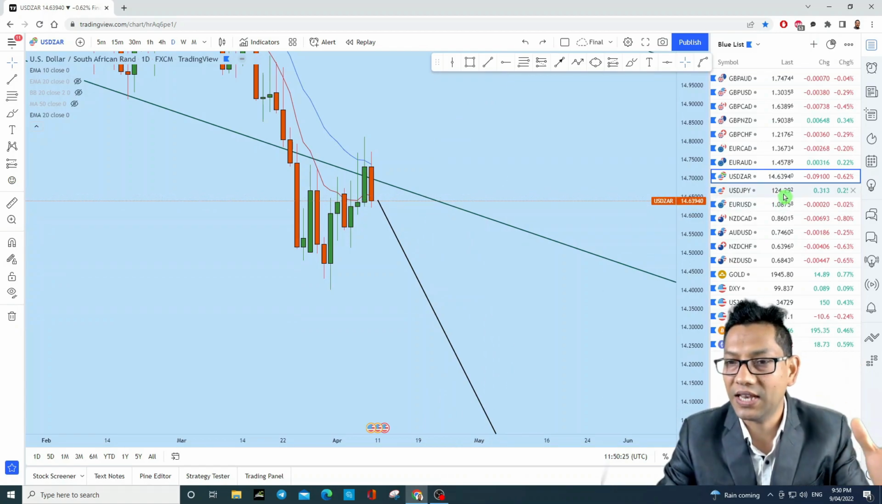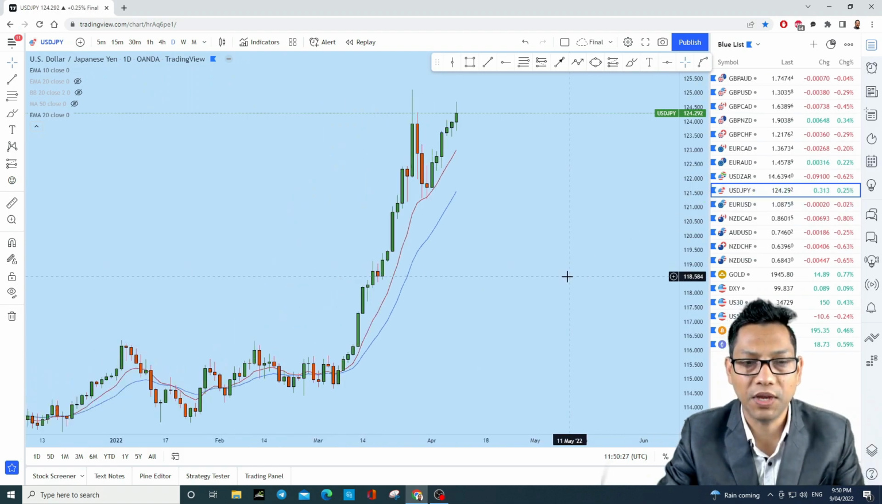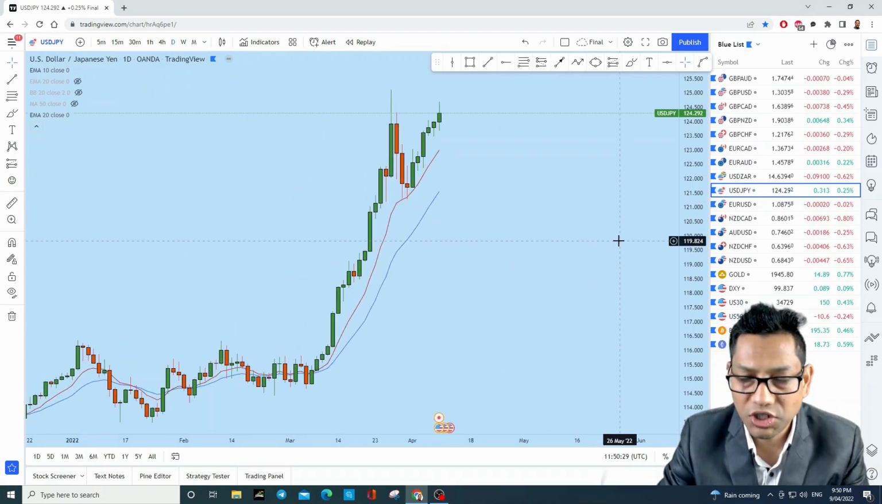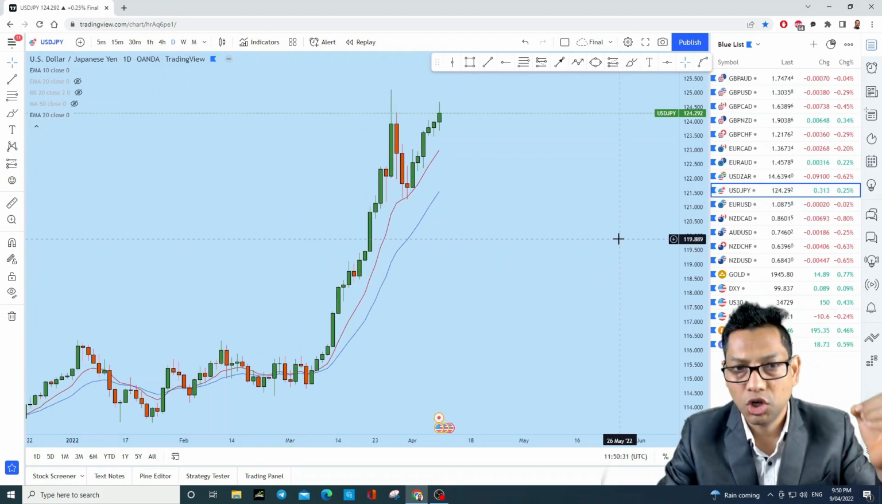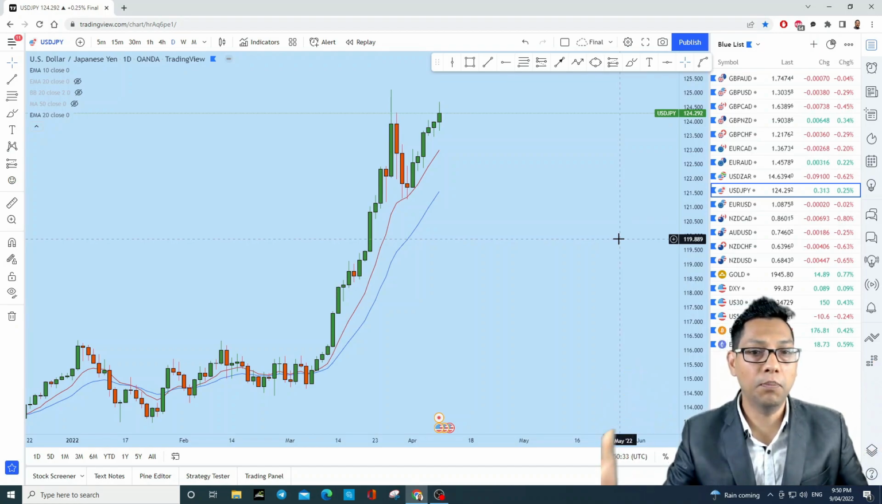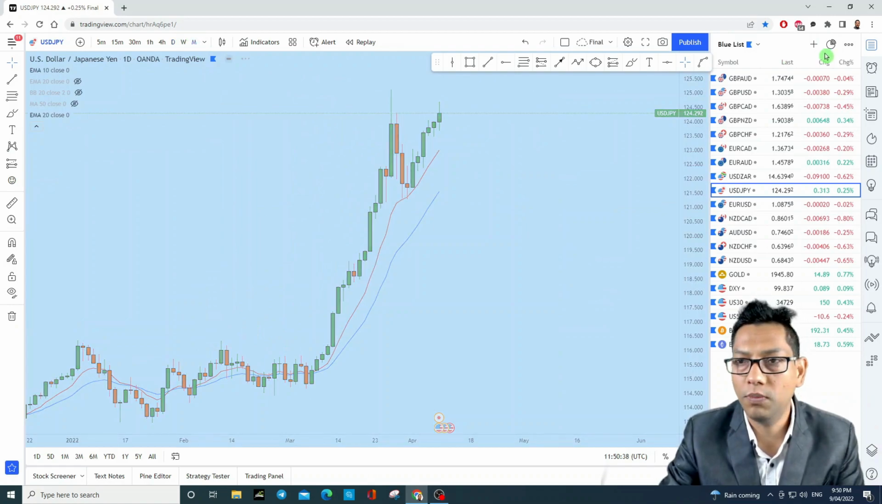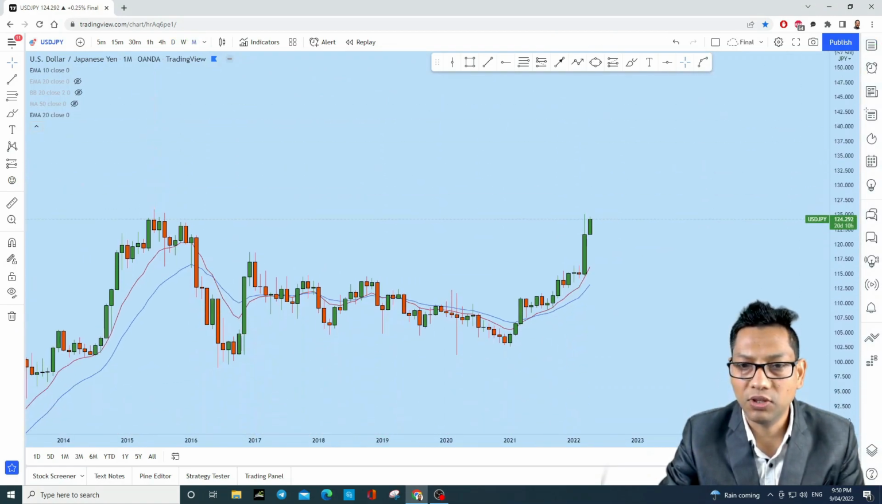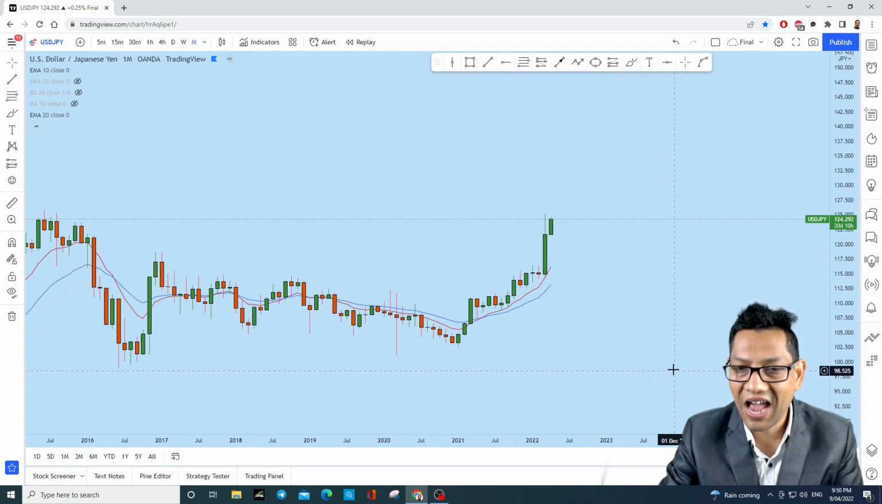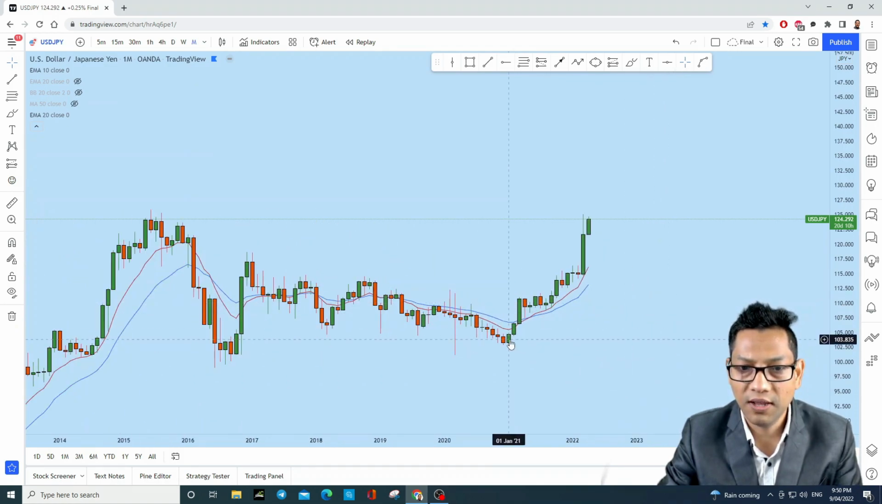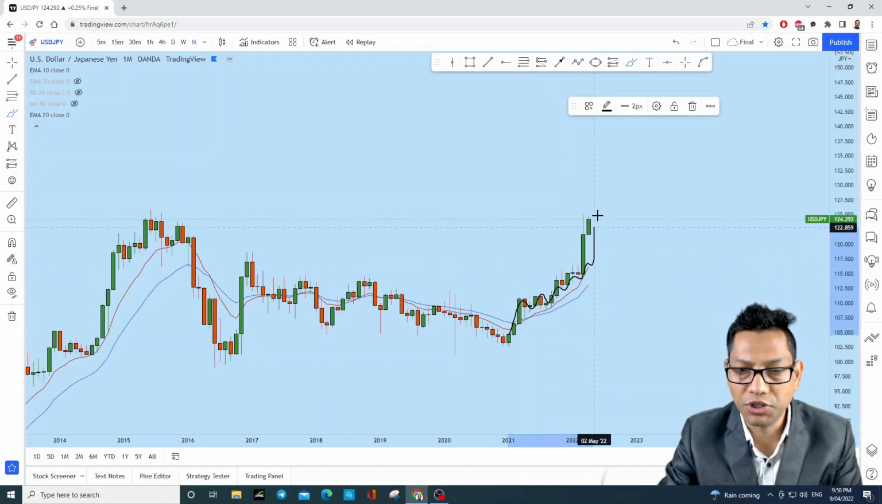So with that being said, let's start with dollar yen. Now dollar yen, as I mentioned in quite a few of my analyses, is bullish. So let's see how we can trade. First of all, we will be looking at the monthly chart. Now this is the monthly time frame. It's highly bullish. This is a bullish price action, and I think dollar yen will go a lot to the upside.